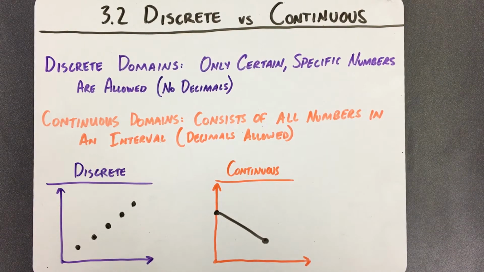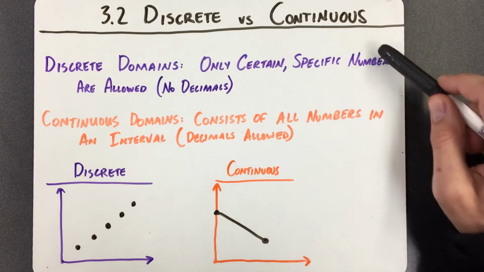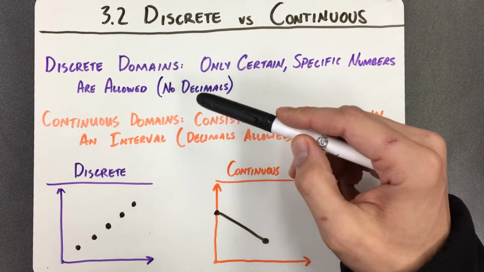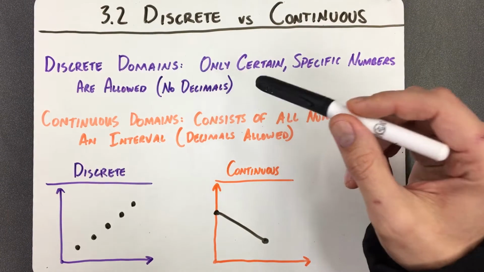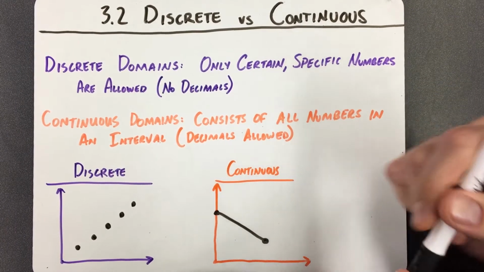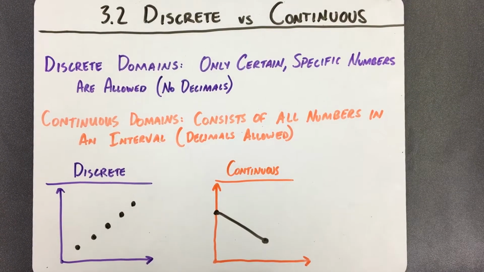discrete data or discrete domains are domains that only have certain specific numbers that are allowed, and usually that means there are no decimals, right? It has to be only whole numbers. Think of situations where you cannot have a fractional amount of something. You can't have a decimal amount.